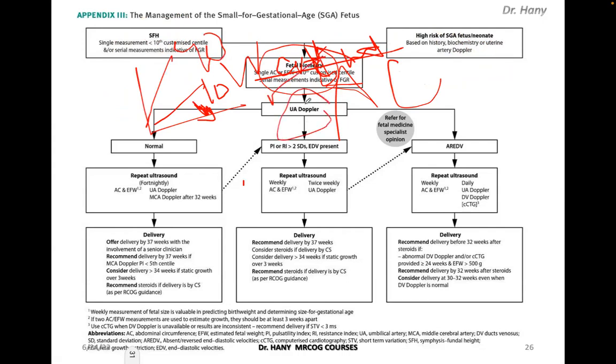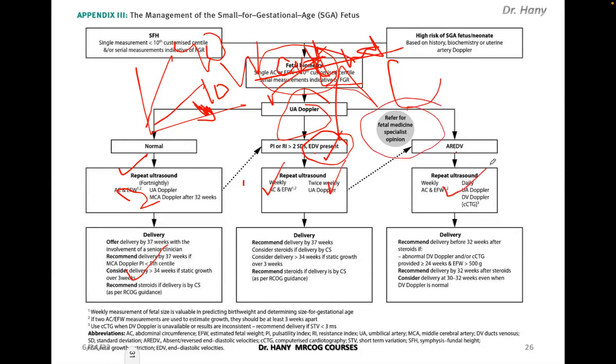The next step will be umbilical artery Doppler. Normal, every 2 weeks, and deliver after 37. Reduced, but still the end diastolic volume or velocity or flow is present: weekly scans and twice weekly umbilical artery Doppler. Absent: fetal medicine.